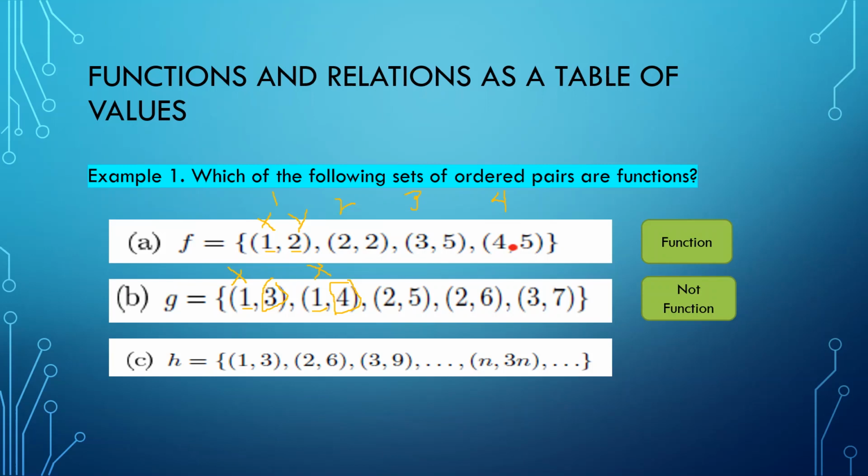Then letter C, we have H containing the ordered pairs (1, 3), (2, 6), (3, 9), and so on and so forth, with a formula of (n, 3 times n). So for every x, the corresponding value of y is 3 times x. Okay? So therefore, this is a function.